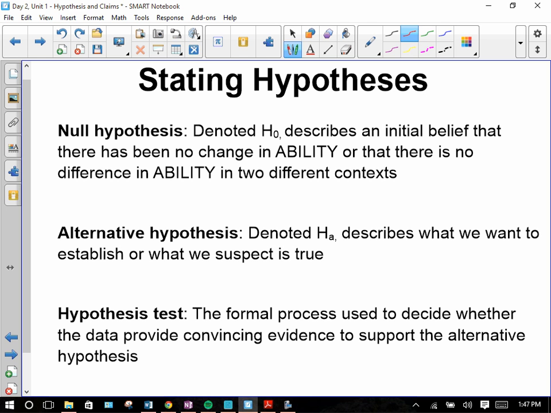That's important. No change in ability. Okay? That is important. Your null hypothesis always assumes that there is no change in the ability.